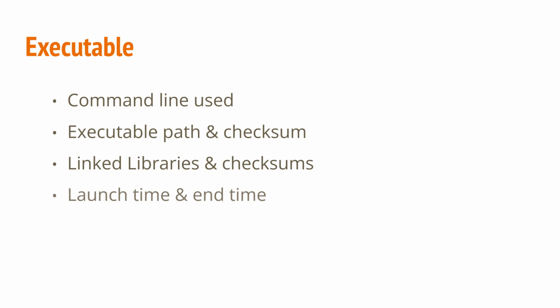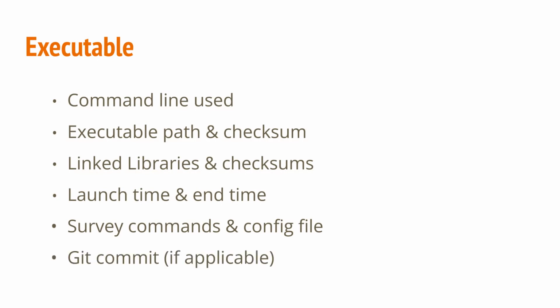The launch time and the end time of the run. This gives you an overall runtime, even if you don't use the runtime collector. The survey command used for the run and the survey config file. If the executable is run inside a Git repository, we also collect the current commit of the repository. Together, all of this gives you a very full picture of the run executable.